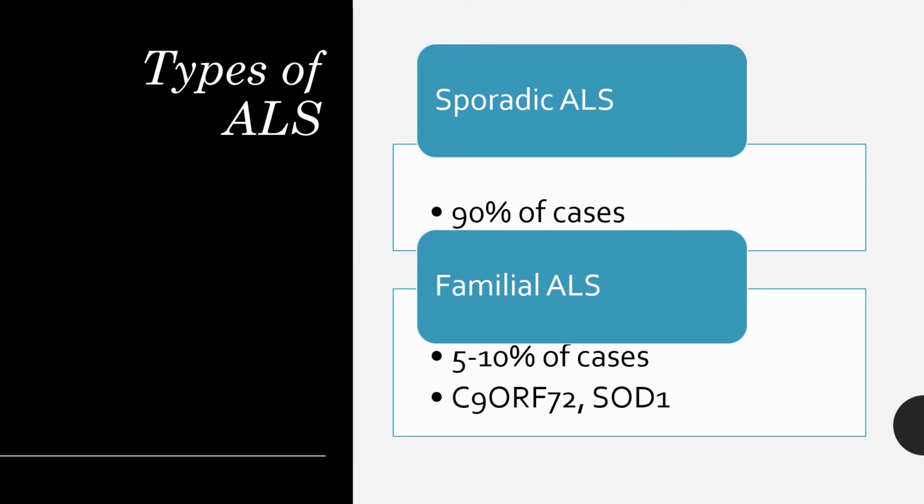So for the types of ALS, there's sporadic ALS, like I just talked about, which accounts for 90% of the cases, and familial ALS, which is not as common, but is influenced by genes like the C9orf72.